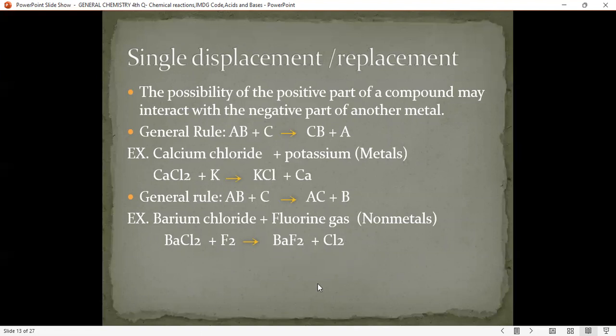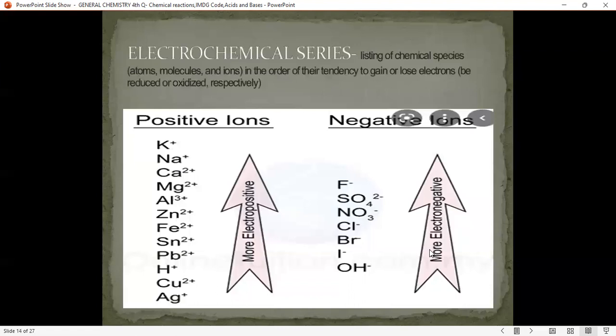All right, so that is our class of single displacement or replacement, as it happens in compounds with a metal and compounds with non-metals. Always remember the electrochemical series order, our listing of chemical species.